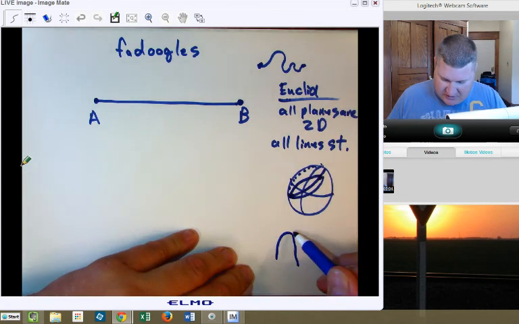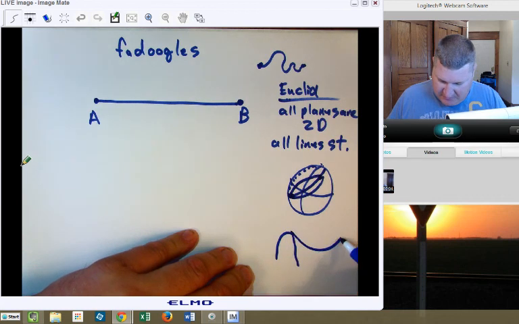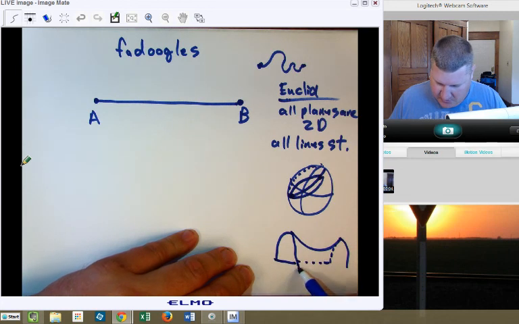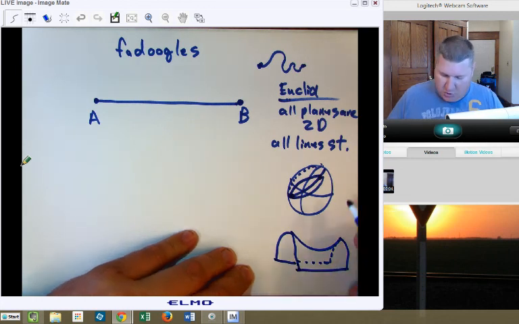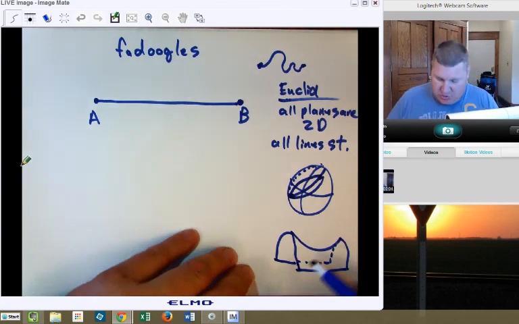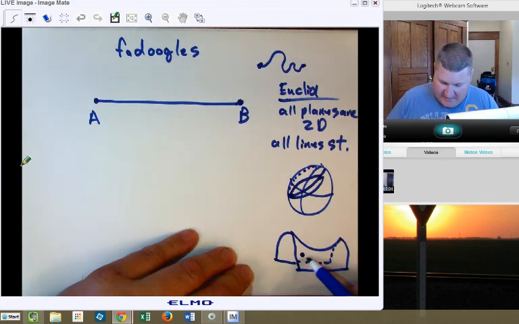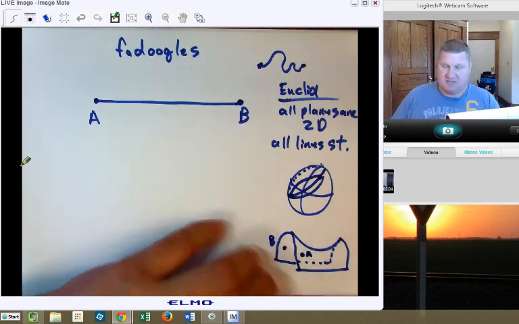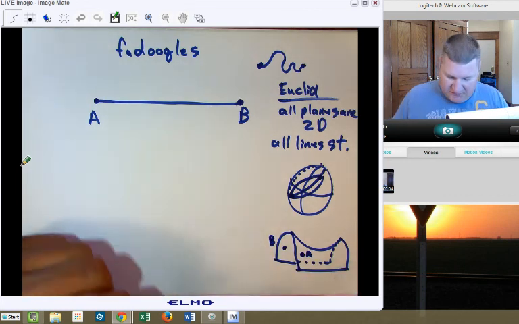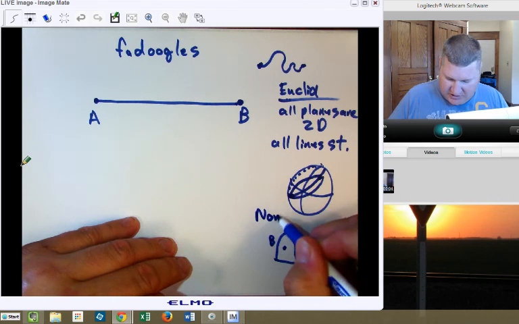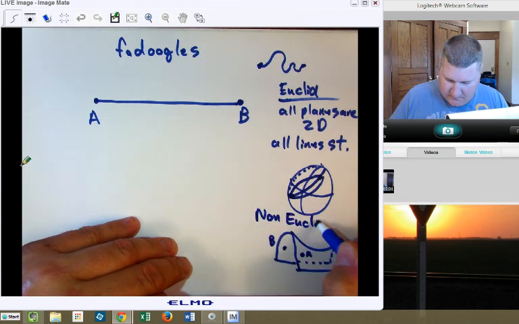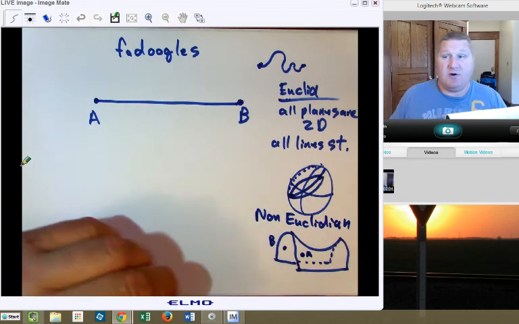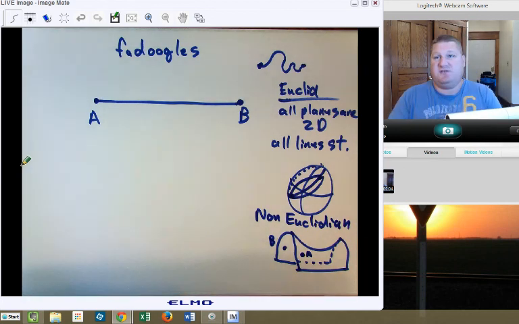Can you imagine if your geometry was shaped like a horse's saddle? Now we have all sorts of problems trying to find point A that's over here and point B that's on the back side of the saddle. So we have all sorts of non-Euclidean geometry that we're not going to deal with. But let's get back to Fadoogles.